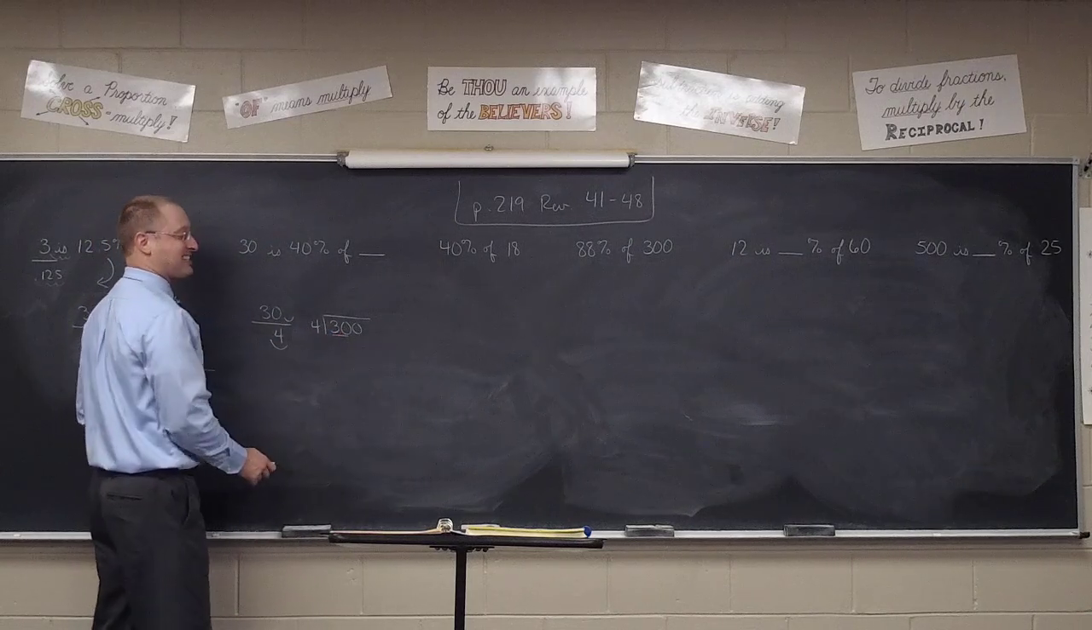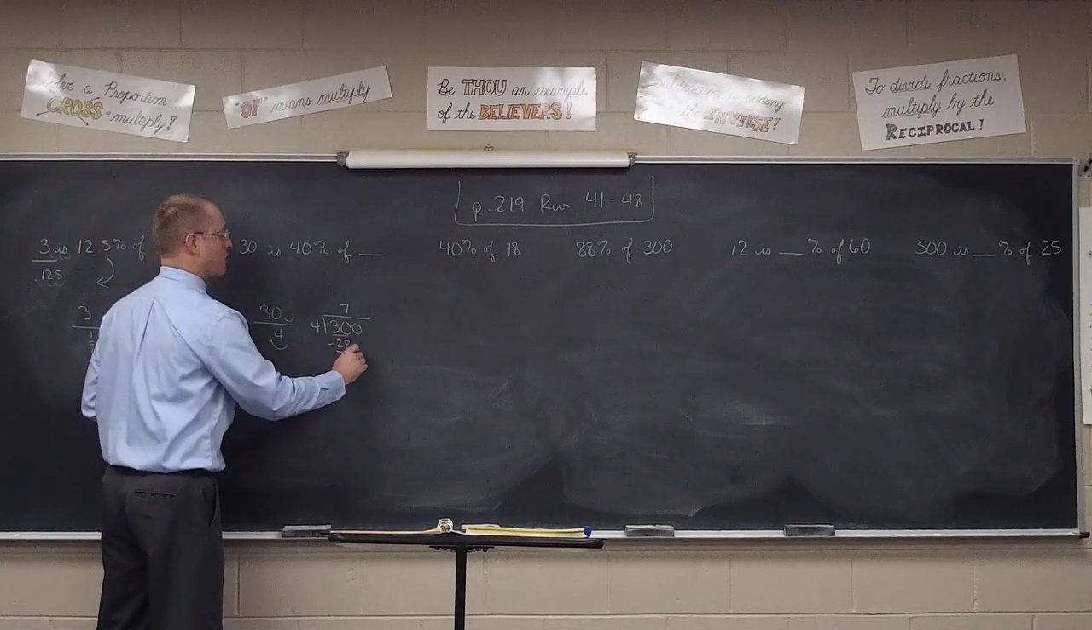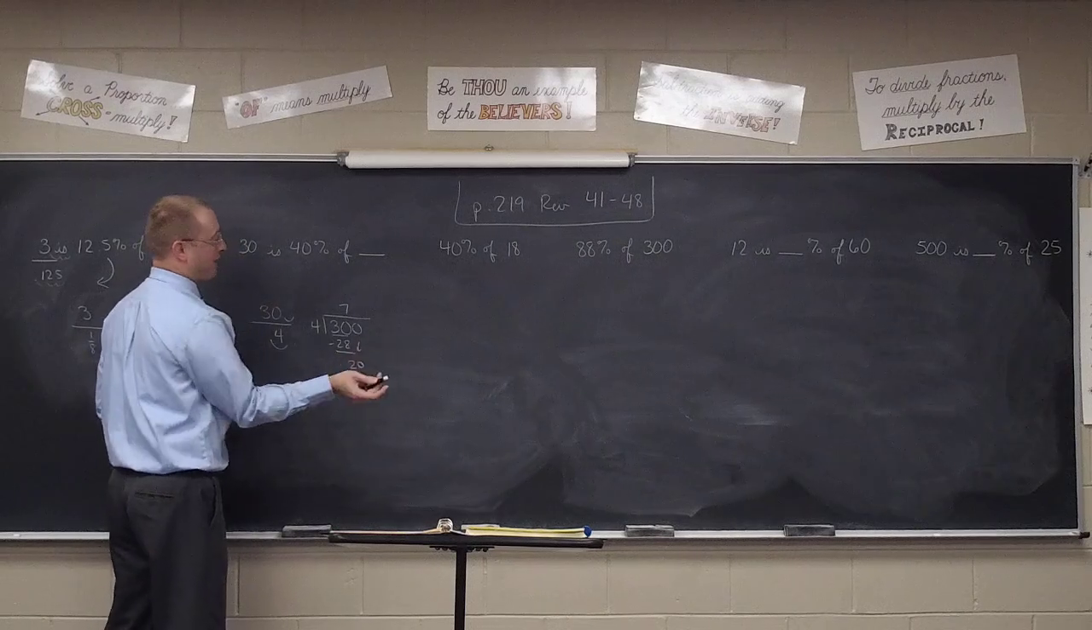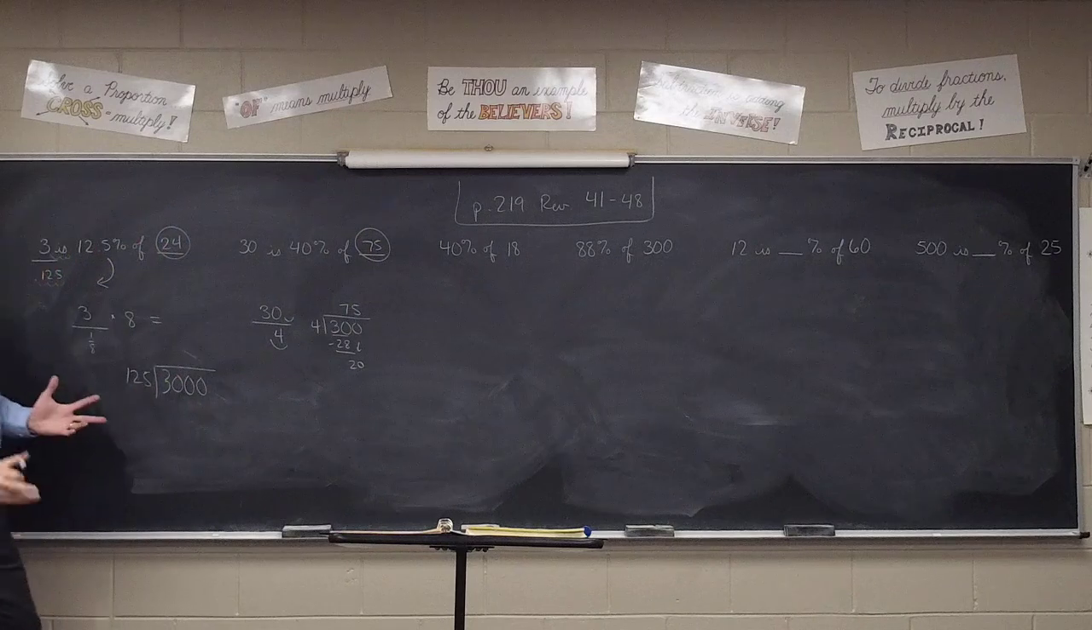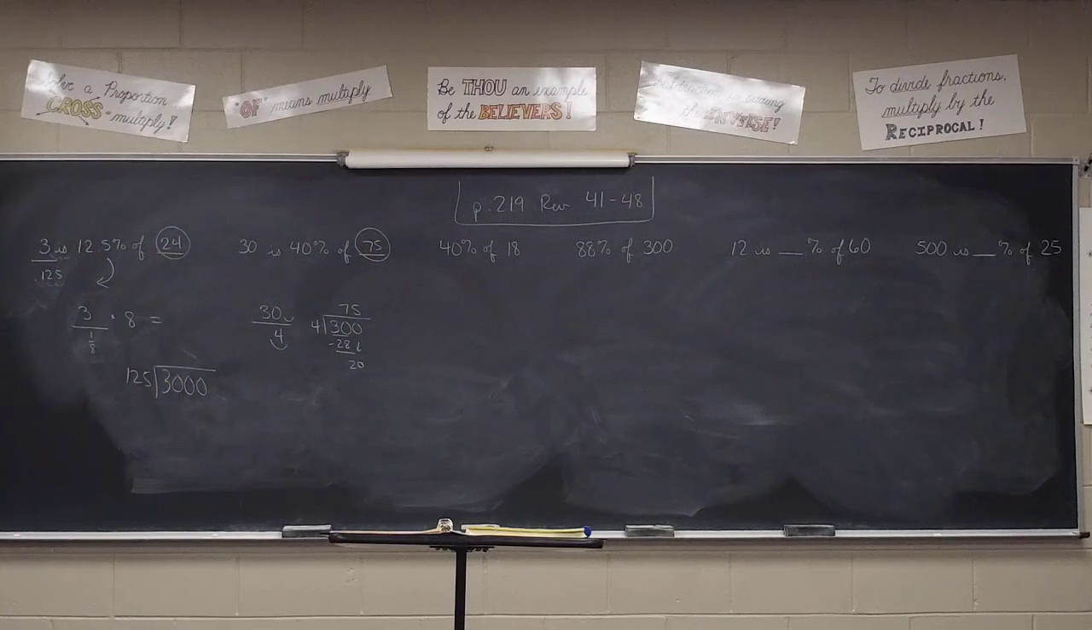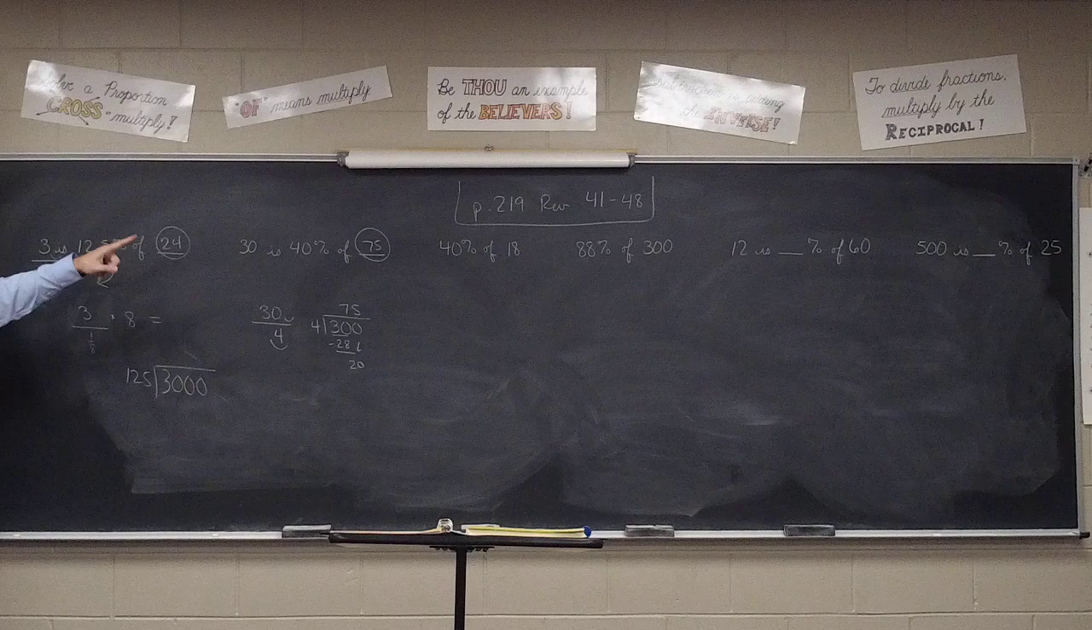4 goes into 30, class, 7 times, with how many left over? 2, and then 4 goes into 20 5 times. So we get our 75 pretty easily that way also. Either way, you get the same answer. How many got 75 for number 42? Questions on 41, 42, how to set those up when you're finding the base, finding the total.